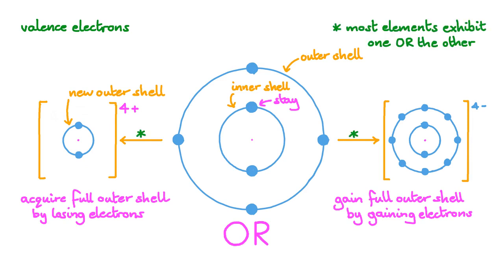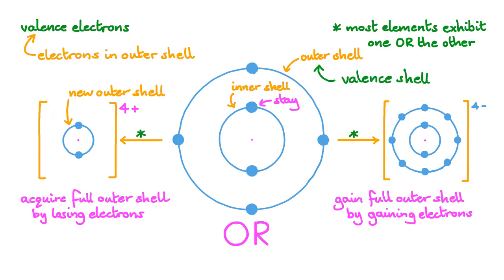I've shown this in one example, but bear in mind that most elements commonly exhibit either one or the other behaviour: gain electrons to fill a shell or lose electrons to empty a shell. Since it's electrons in the outer shell that exhibit this special behaviour, they get a special name: valence electrons.